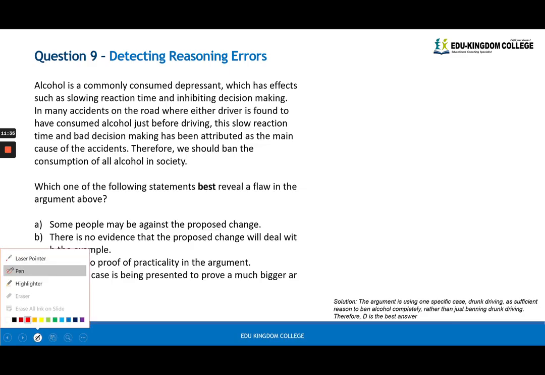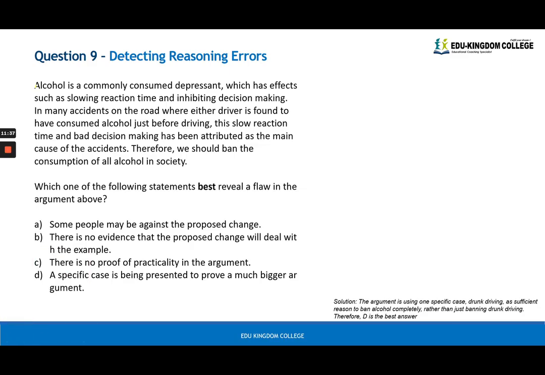Okay, number 9. So, alcohol is commonly consumed at present and has effects such as slowed reaction time, inhibiting decision making. And it says that in many accidents, it's when alcohol is consumed just before driving, the slow reaction time and bad decision making has been attributed as the main cause of the accidents. Therefore, we should ban the consumption of all alcohol in society.